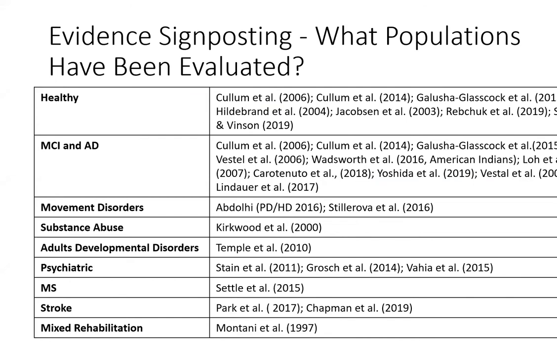What we're seeing already is that studies are emerging across a whole range of different populations, but we need to understand that it's emerging. There are a number of populations with just one study looking at them, so I think that's the important thing to highlight. Most of the studies have been in mild cognitive impairment and AD, which is great for you guys, or in healthy populations. Next slide.